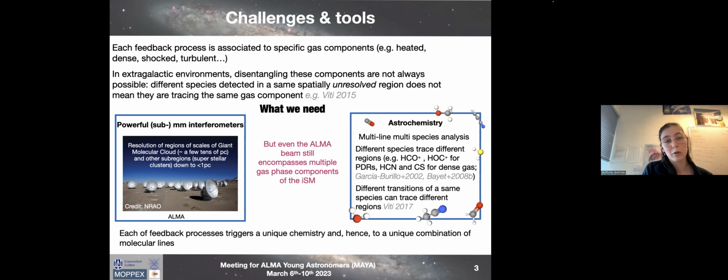Coming back to the feedback processes I was talking about, each of them will trigger a unique chemistry and so a unique combination of molecular lines. So the idea is to find what are the different combinations that we can use to determine a specific gas phase component.